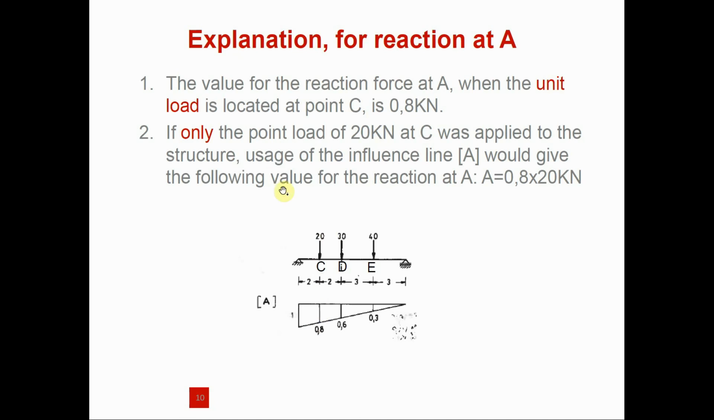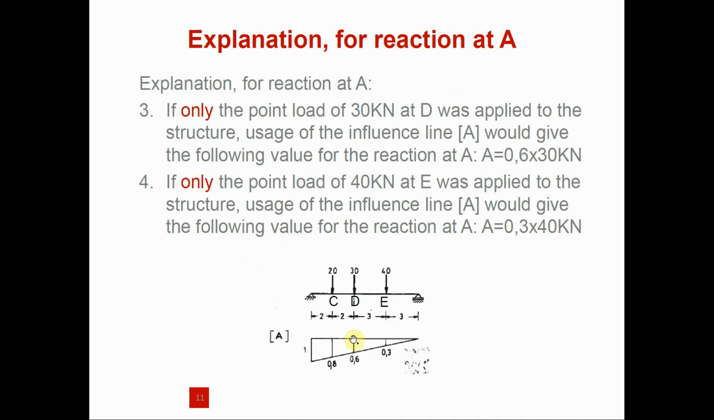If only the point load of 20 kilonewton at C was applied to the structure, usage of the influence line will give us the following value for the reaction. That is just this times this, if it's only this point C, 20 kilonewton force that is being applied. I think I've explained that. And likewise, if it's only the point load of 30 kilonewton at point D, we just apply 30 times 0.6, then we have the value.